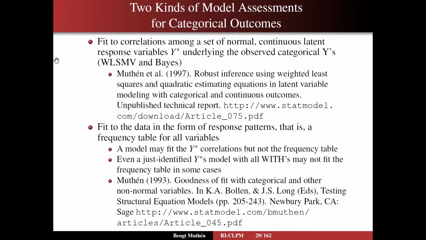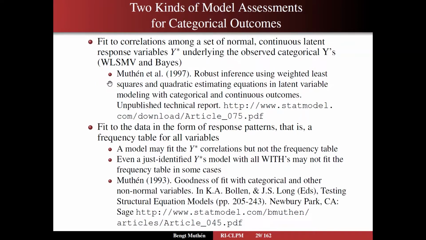On slide 29, I want to point out that there really are two kinds of model assessments for categorical outcomes that you need to pay attention to. We're used to fitting a model to a set of correlations, sample correlations. In this case, tetrachoric correlations among a set of normal continuous latent response variables. And that can be done in both WLSMV and Bayes, as I mentioned.